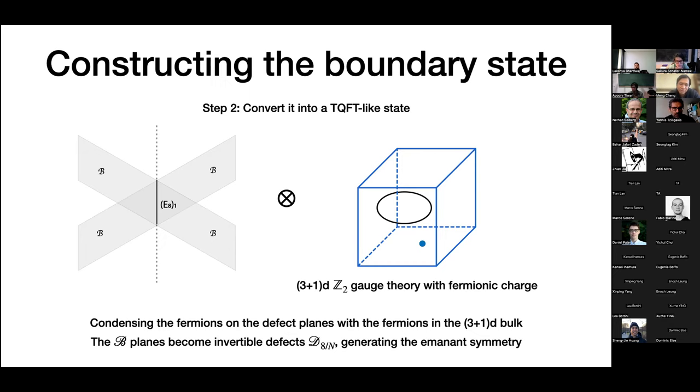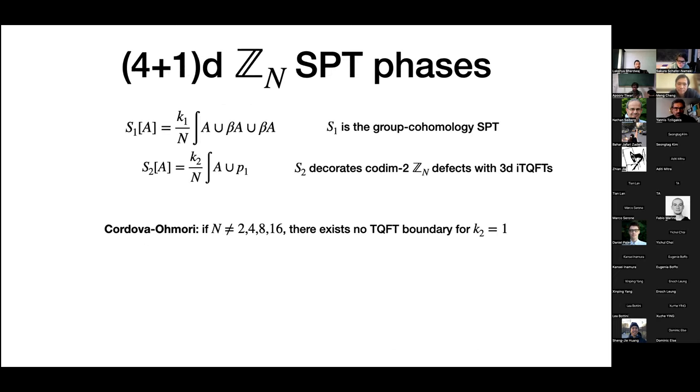These are gauged topological superconductors, which generates the emergent symmetry. Now, this finishes the construction of a topological boundary state for the CN SPT. And now I just basically want to take this construction and turn the emergent symmetry into an actual internal symmetry, and that should correspond to the boundary of the ZN SPT.